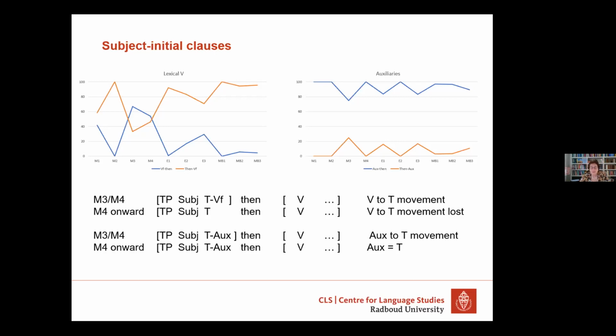What you see is the blue line, the VF then word order, declines dramatically in the transition from M4 to E1, the borderline between these periods being 1500, and you see that auxiliaries have always been in that position, and you don't see that much happening there except a bit of wobbliness. So what you see in subject initial clauses is the reflection of the loss of lexical verb to T movement.